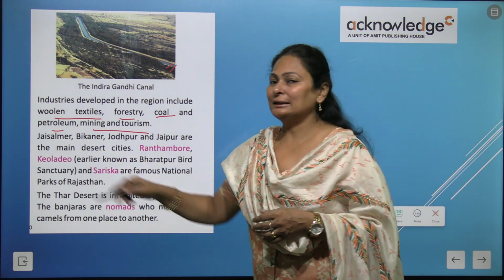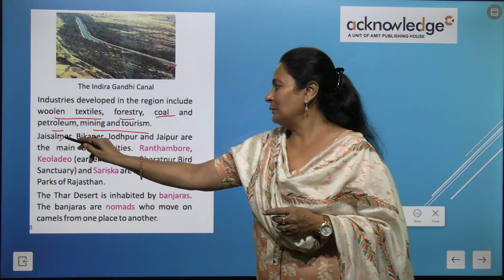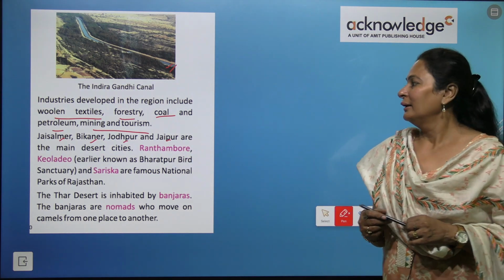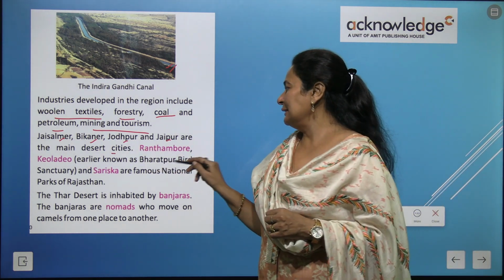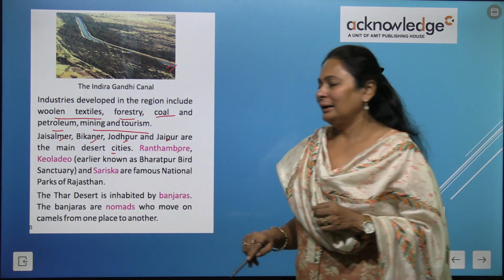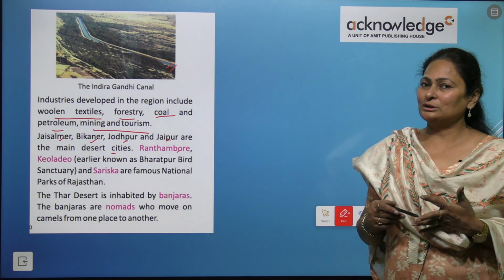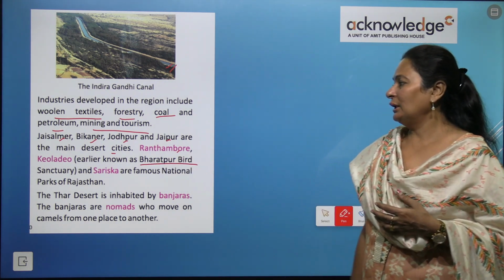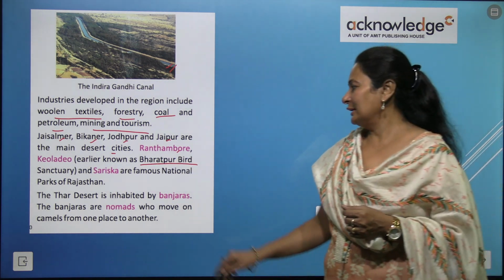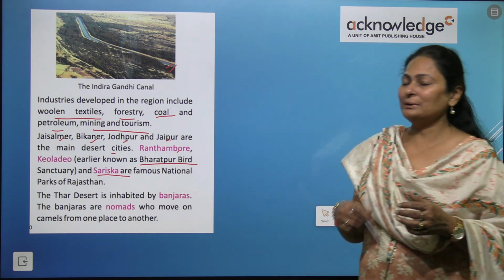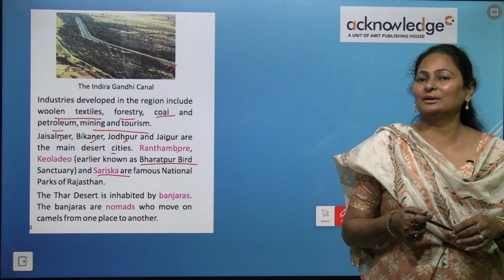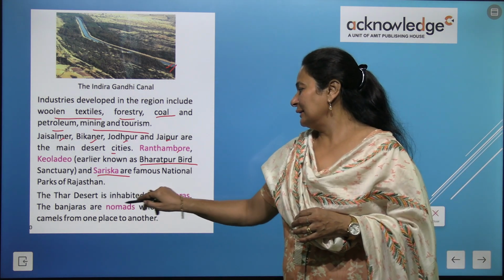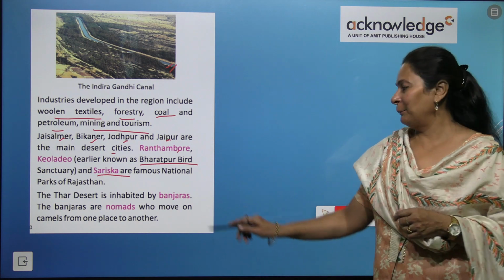Now, let's see the important cities. Jaisalmer, Bikaner, Jodhpur, Jaipur are the main desert cities. Ranthambore Fort is also a very famous fort. Bharatpur Bird Sanctuary and the Sariska National Park are famous national parks of Rajasthan. The Thar Desert is inhabited by Banjaras.